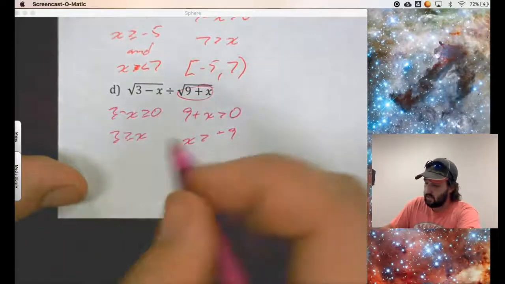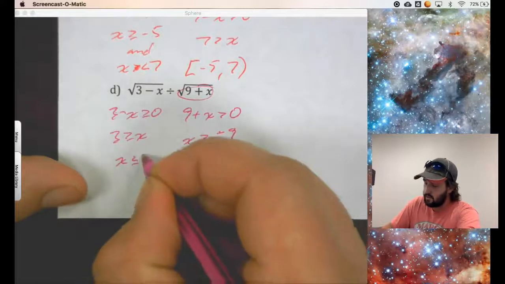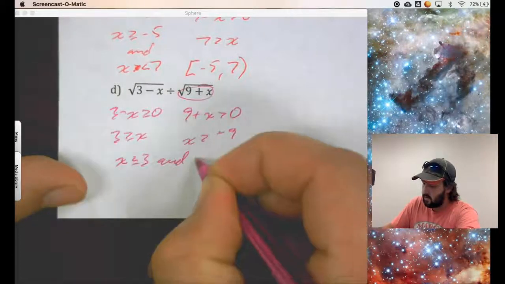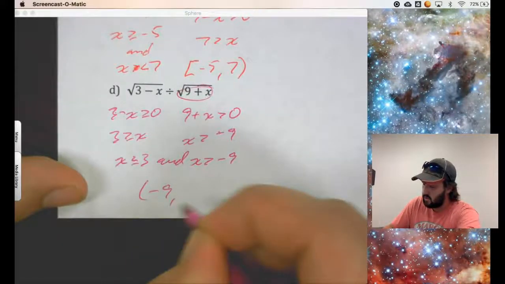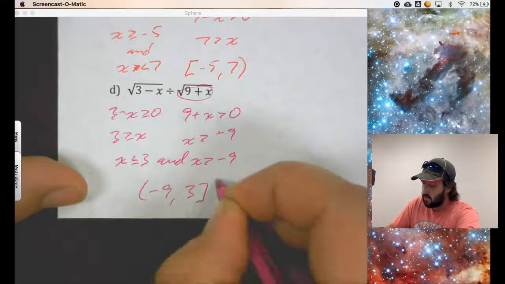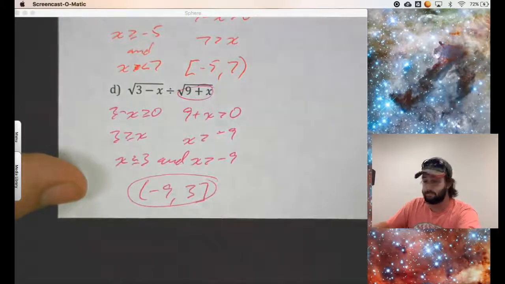So again, this is another one. x is less than or equal to 3, and x is greater than negative 9. So we're going from negative 9 to 3 if I were to write it in interval notation.